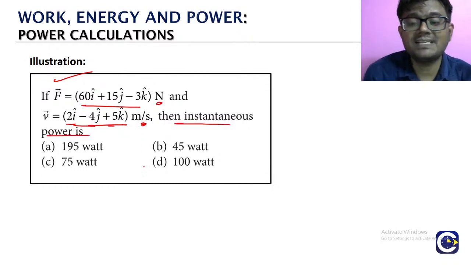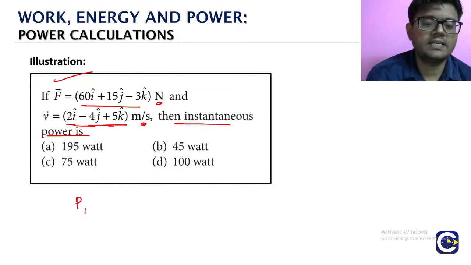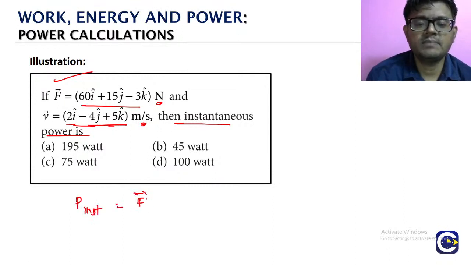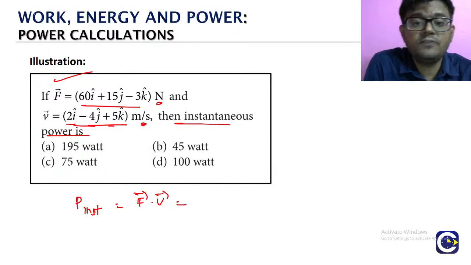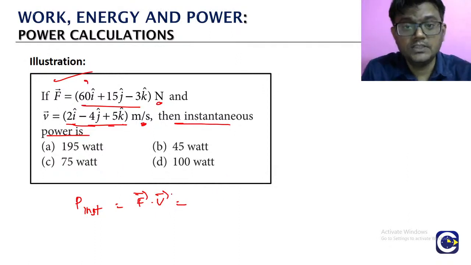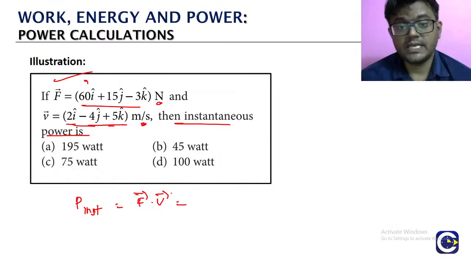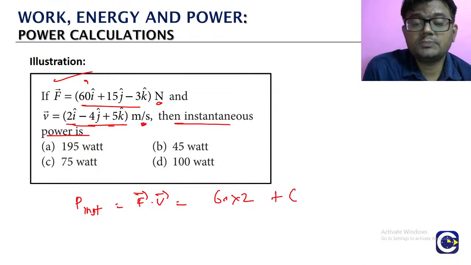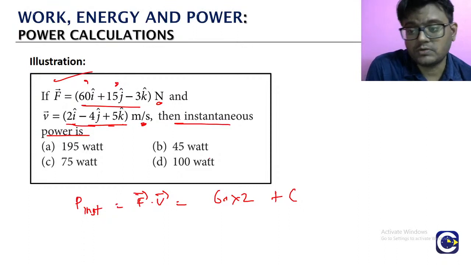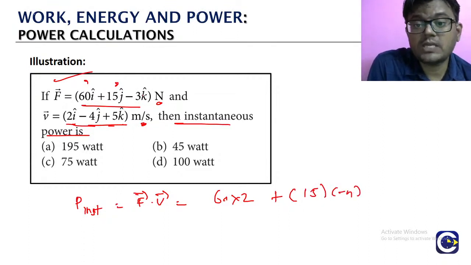They are asking what is the instantaneous power. What is the instantaneous power formula? It is nothing but F dot V. So we just have to do the dot product. If we are doing the dot product of two vectors, it is the product of the i components, 60 into 2, plus the product of the j components, 15 into minus 4, plus the product of the k components, minus 3 into 5.